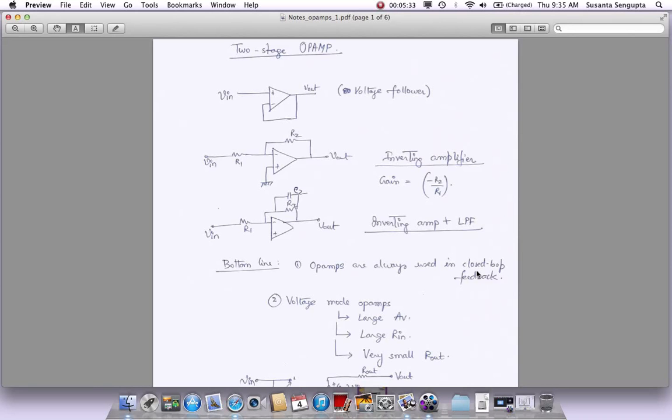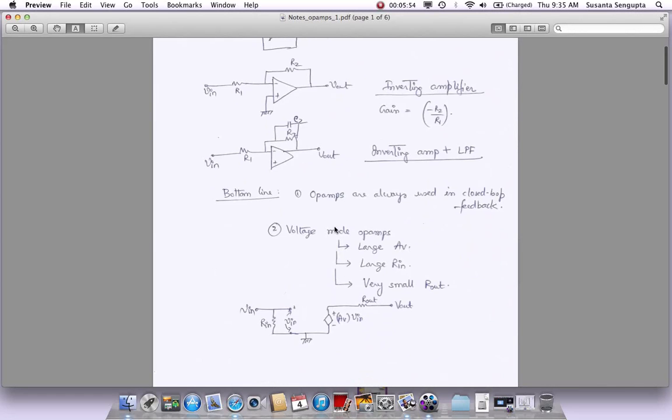So one thing you have to remember is whatever we are going to do from now on, we will do open loop, but you have to keep it in the back of your head that that circuitry, that op amp will never be used in an open loop configuration. We will always use it in a closed loop configuration with some feedback around it. Like see, this is a feedback from output to input. This is also feedback. There is always feedback there.